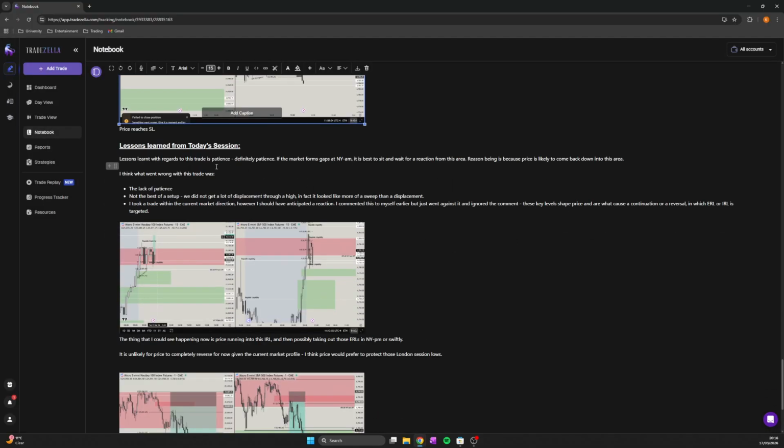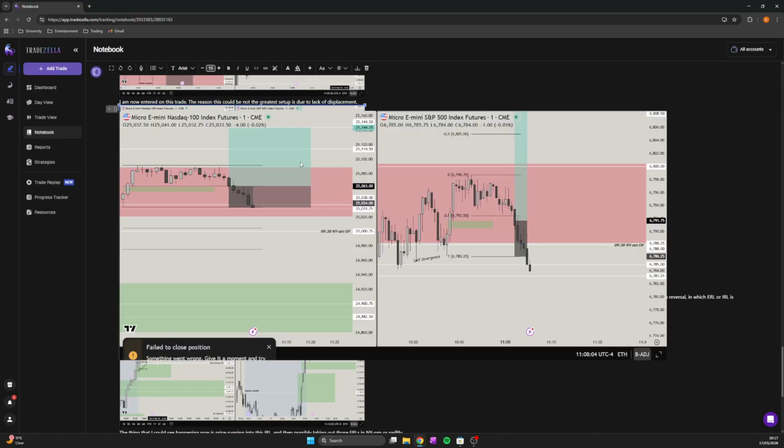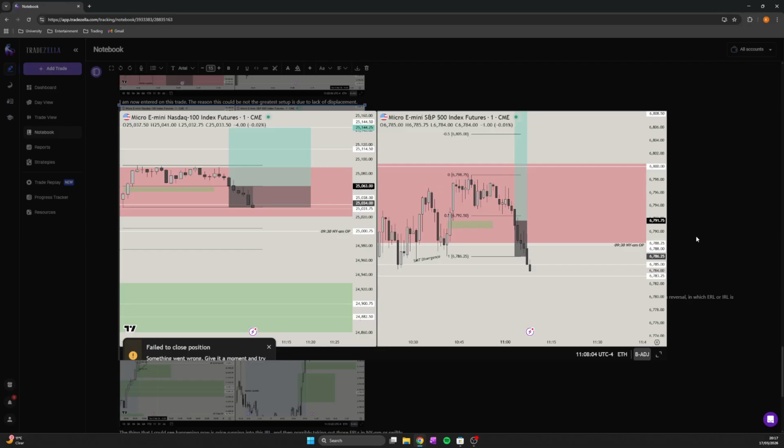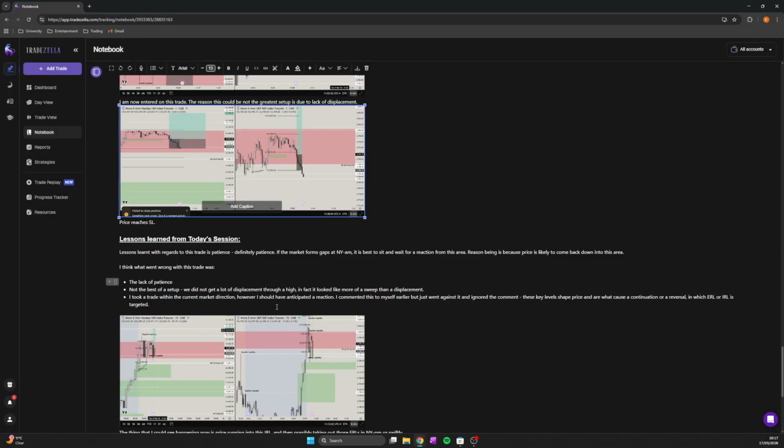Now, the lesson learned with regards to this trade is patience, right? Definitely patience. If the market forms gaps at New York AM, it is best to sit and wait for a reaction from this area. Reason being is because price is likely to come back down into this area, okay? I think what went wrong with the trade was the lack of patience, and it was not the best of a setup, okay? We did not get a lot of displacement through a high. In fact, it looked like more of a sweep, right, than a displacement of the short-term high. Sweep through, and then we start to get failure swings and we break down lower.